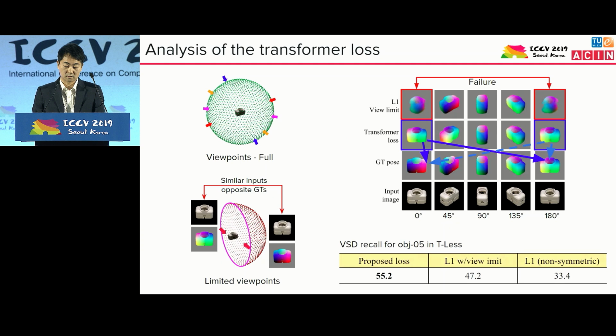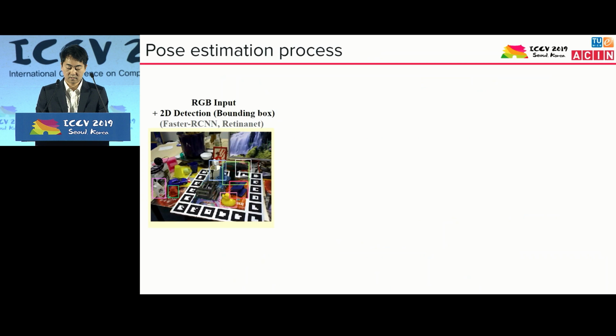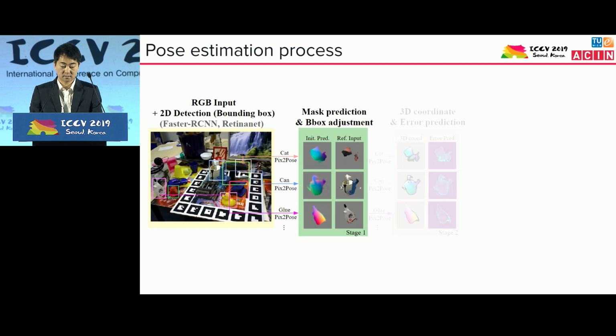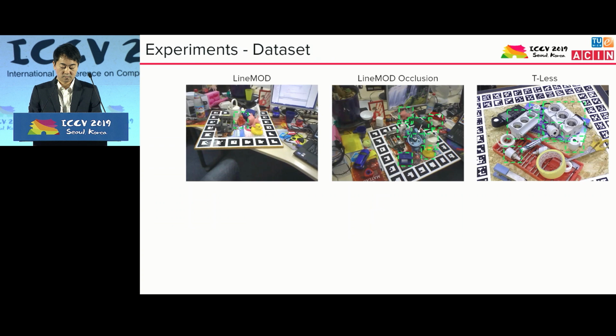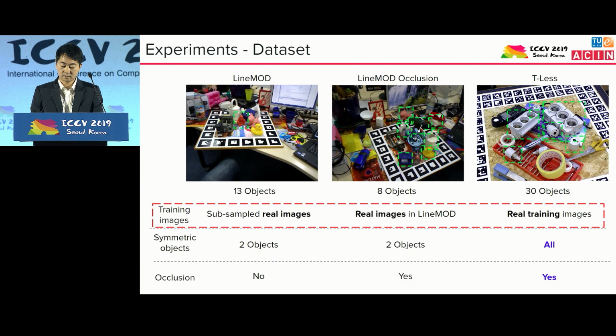After training the network, an independent 2D detection pipeline is employed to provide 2D bounding boxes. Then we adjust these bounding boxes and remove backgrounds to derive the refined input. Then the final predictions are used to determine poses using the PnP algorithm. For the evaluation, we use three different datasets, which include challenging features such as occlusions and symmetric industrial objects. Since we do not assume textures, real images are used for training, and we ignore textures in 3D models.